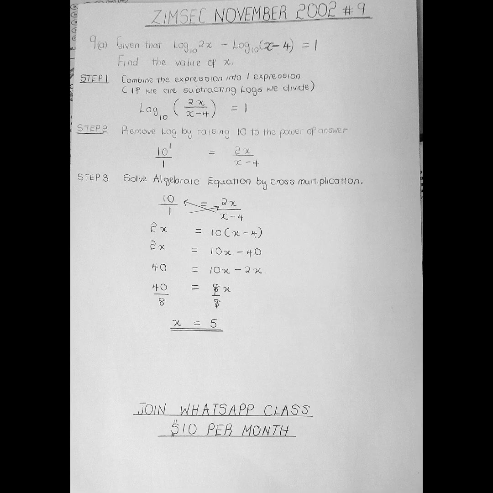On number 9a, it was saying, given that log base 10 of 2x minus log base 10 of x minus 4 is equal to 1, find the value of x. So we do the same procedure. We need to combine the expression into 1. If we are subtracting, we are going to divide the logs. So we say log base 10 of 2x over x minus 4, and then to remove the log, we are going to raise 10 to the power of 1. We now have 10 to the power of 1 is equal to 2x over x minus 4.